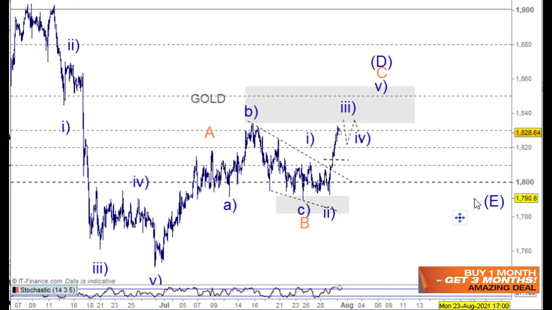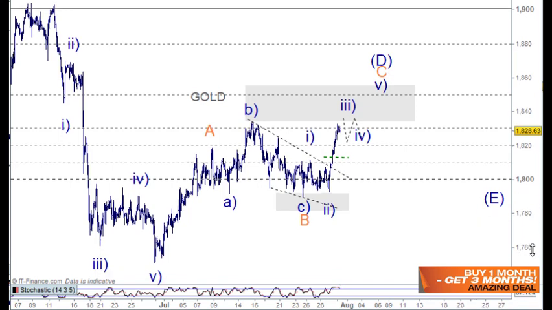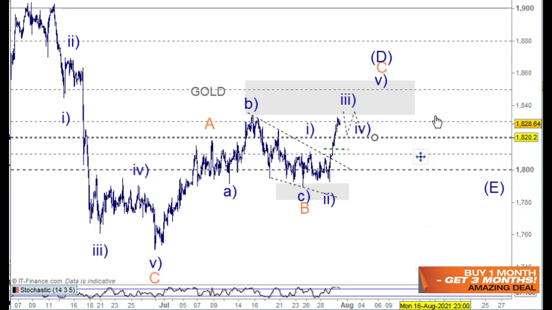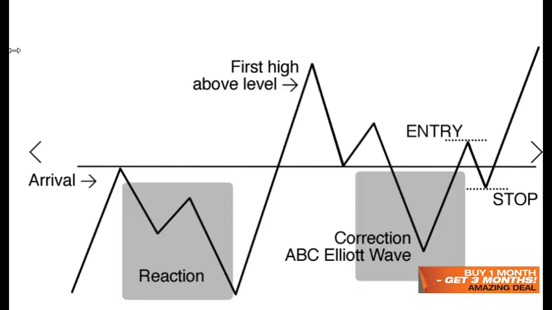Now the thing here is that the other count we're going to have a look at in a moment would be bullish. So if we get a classic trading levels pattern at the 1850 there, something nice and neat and tidy, with the arrival, the reaction, the first high above the level, the ABC pattern, and then we come back up here and get support over here, then we'll turn to the bullish pattern, because if it was going to be bearish it would come back up to this point here and then drop from that point.